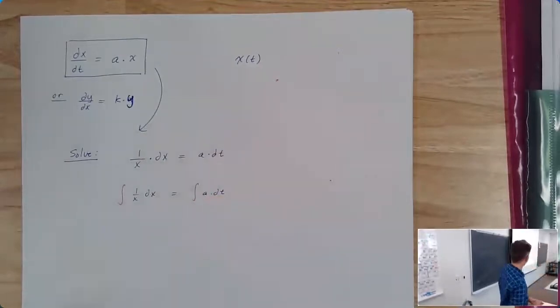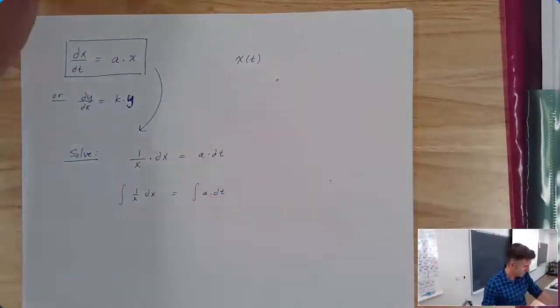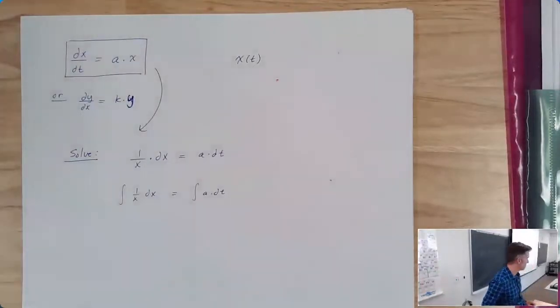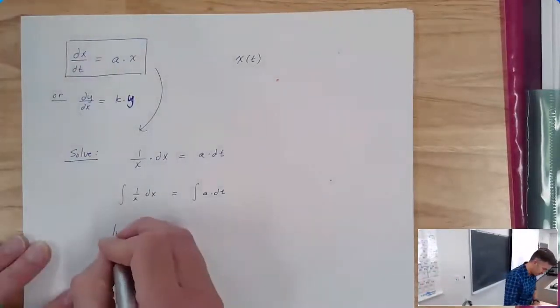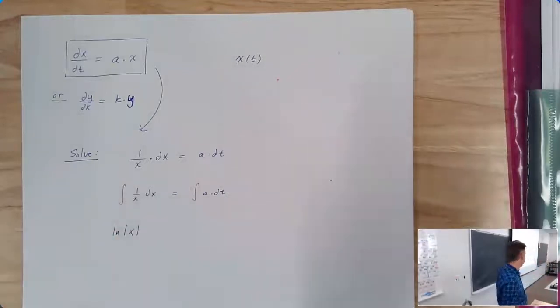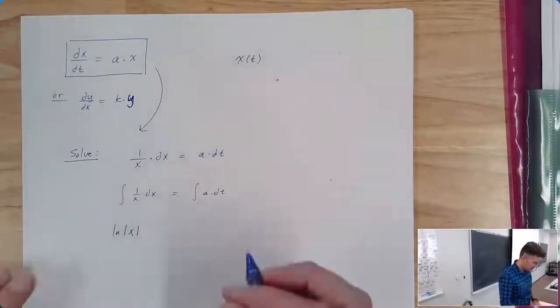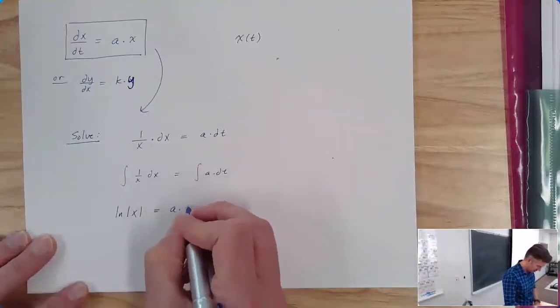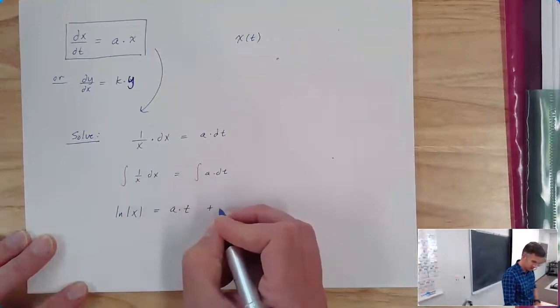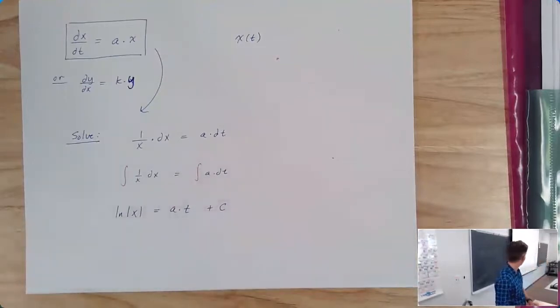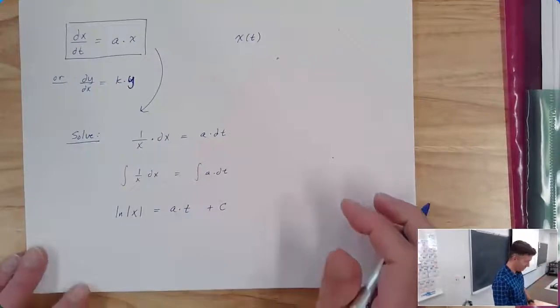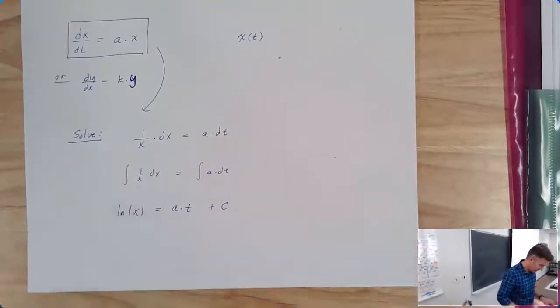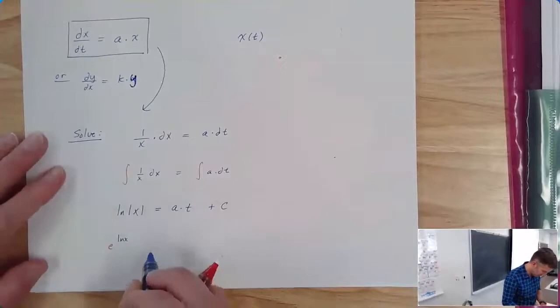All right, what's the integral? I know it's been a while. What's the integral of 1 over x? Yeah, ln of the absolute value of x. But essentially ln of x. We don't really worry about the absolute values in this situation. And then on the other side, the antiderivative of a constant is just that constant times your variable plus c. And then we can solve this by exponentiating both sides. So we can say e to the natural log of x is equal to e to the at plus c.